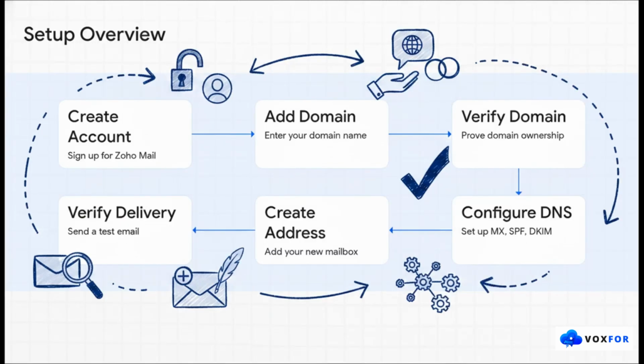So how do we actually pull this off? Well, here's your high-level 6-step journey. We're going to create the Zoho account, add your domain, verify that you actually own it, configure those technical records, create the specific email address, and then verify delivery. Try to keep this map in your head because we are about to zoom way in on the technical specifics.